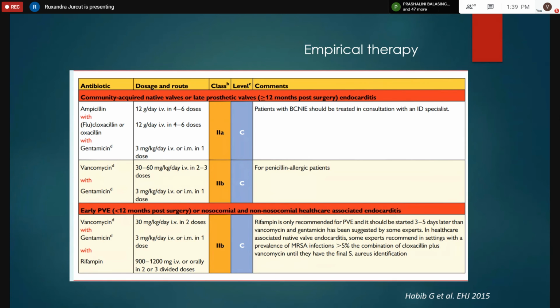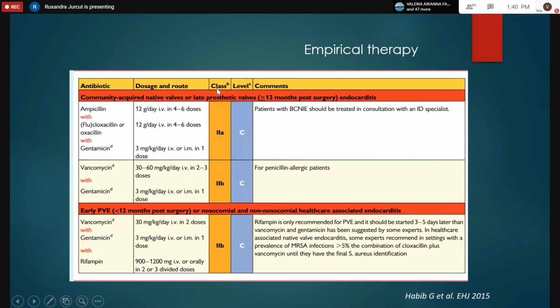And this is what is covered by what's called the empirical therapy, meaning we give antibiotics based on the probability of the type of germ that we might find. And based on this probability, if it's a native valve and it's community acquired, that's why it's important to know and to have thought of this, we will give, for example, you see it here, ampicillin and oxacillin and gentamicin, which makes a regimen covering most of the possible germs, Streptococcus and Staphylococcus family.